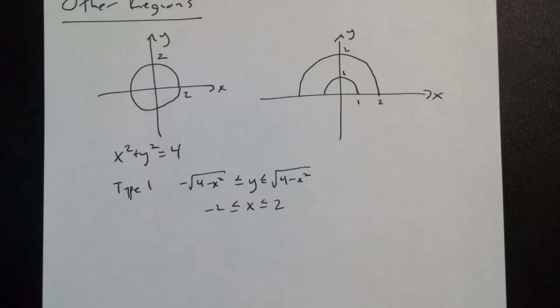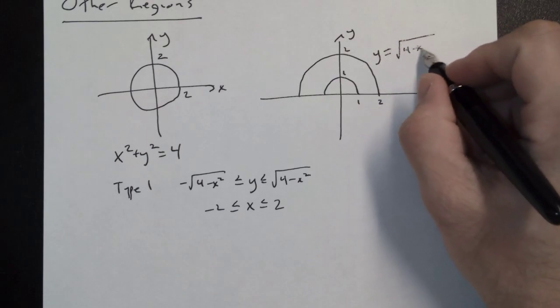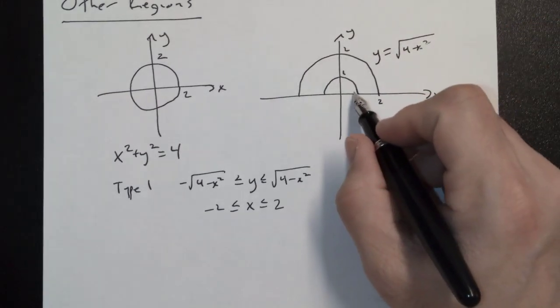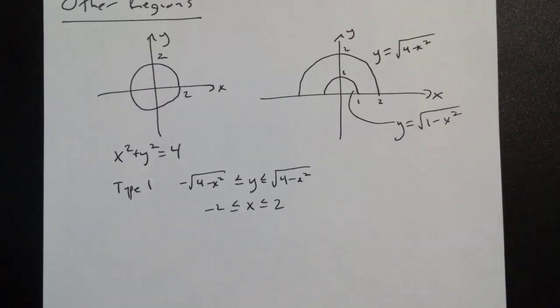Disgusting. Same problem exists in the region on the right, which is the one I left us with on Friday, because now I have two different semicircles. The upper semicircle has radius 2. The inner semicircle has radius 1. But if I try and do this as a type 1 region, technically, it's 3 type 1 regions.